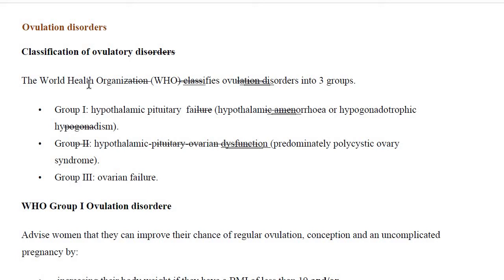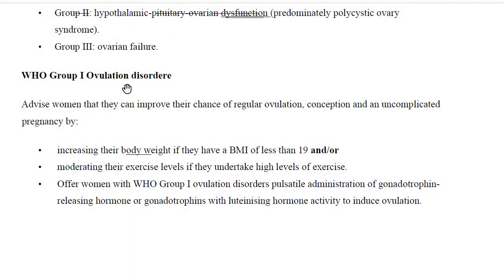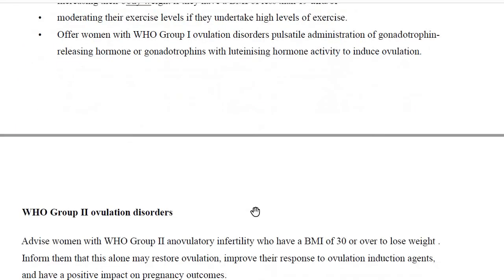Third type of disorders can be due to ovarian failure. In ovarian failure, you're going to find a very high level of FSH, more than 35 international units. That is the problem. In the WHO group 1 ovulation disorder, we should advise women that they can improve their chance of regular ovulation, conception, and uncomplicated pregnancy by increasing their body weight if they have a BMI of less than 19, and or moderating their exercise level if they undertake high level of exercise. Then we offer women with WHO group 1 ovulation disorder pulsatile administration of gonadotropin releasing hormone or gonadotropins with luteinizing hormone to induce ovulation.